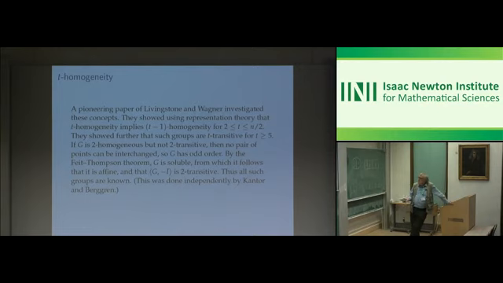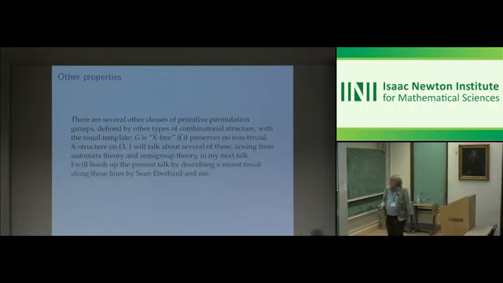So all these groups are known, and this was done independently by Bill Cantor and Berggren in 1969 or early 70s, sometime around there. And Cantor went on to find all the T homogeneous but not T transitive groups, so we have a complete answer to that question.